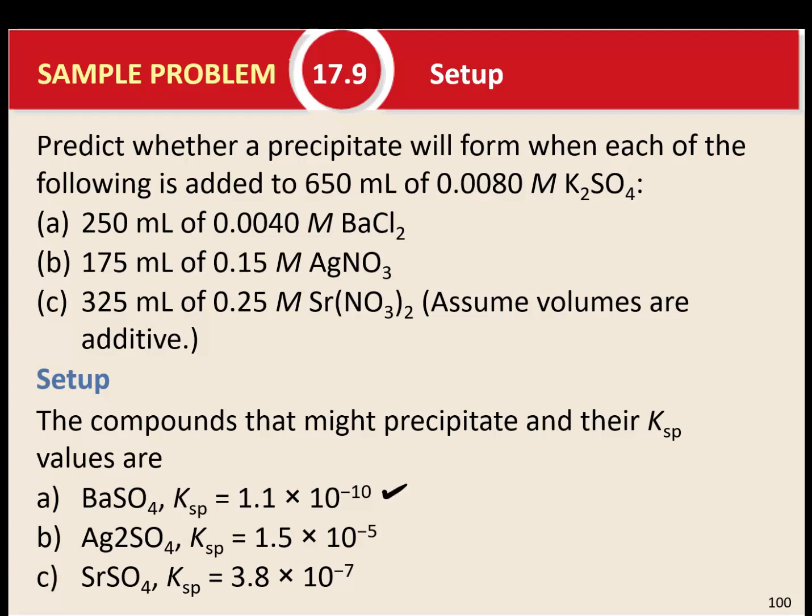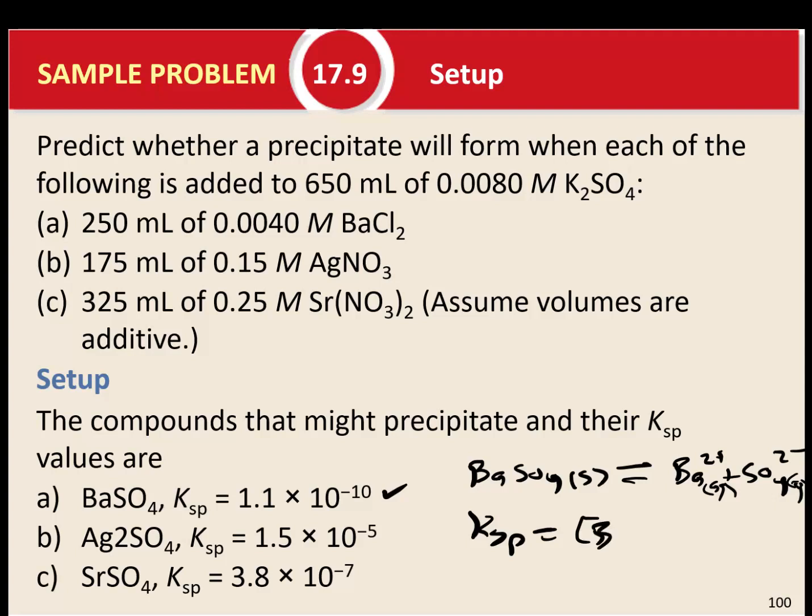Here it is. When we think about precipitation, we have barium sulfate. It's a solid, and then it's going to be in equilibrium with its two ions, barium 2 positive plus sulfate 2 negative, and these are aqueous. And you know that the solubility product for this is equal to the barium ion concentration times the sulfate ion concentration.